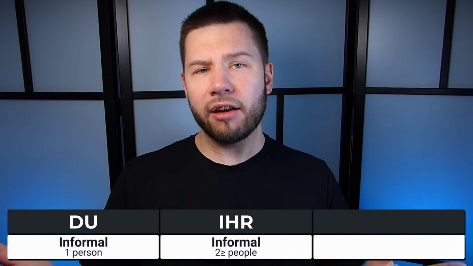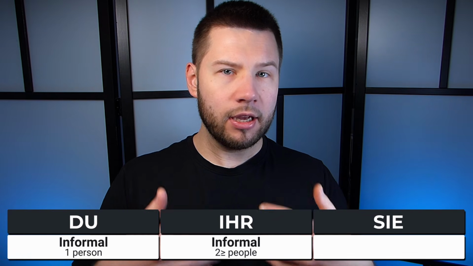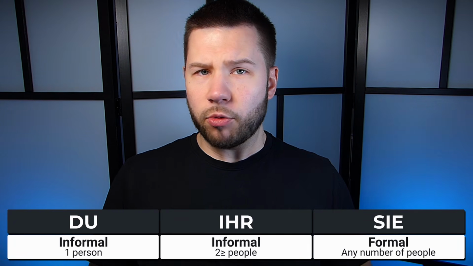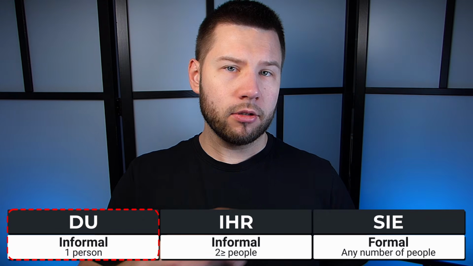In German, you need to pay attention to who you are addressing with the imperative. There are three separate forms. One for the informal du, one person, one for the informal ihr, two or more people, and finally one for the formal Sie, any number of people. Let's start with the informal imperative for one person, du.